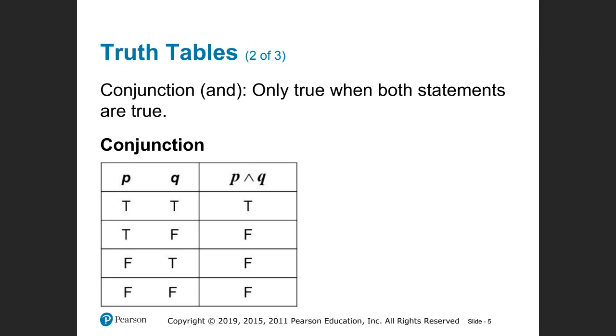For conjunctions, and, they're only true when both statements are true. So if you've got that P is true and Q is true, the conjunction P and Q is true. For all other instances where one or both are false, then P and Q would be false.